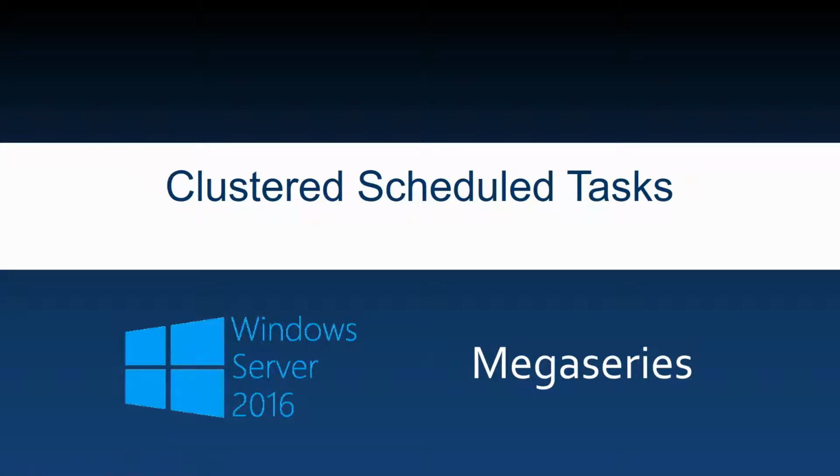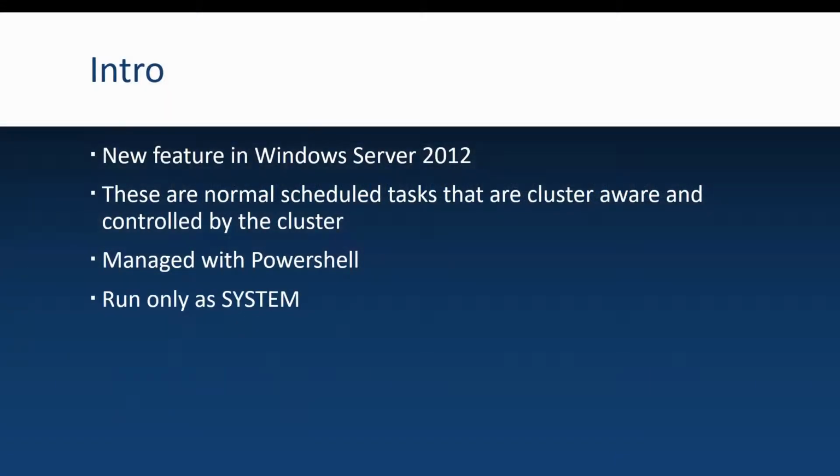In this video we are going to go over clustered scheduled tasks in Windows Server 2016 and also see how to configure them using PowerShell. Clustered scheduled tasks first came out in Windows Server 2012 and they are actually normal scheduled tasks that are cluster aware and controlled by the cluster itself. These tasks can be created only with PowerShell, so you don't have a special cluster scheduled tasks MMC console, and when you create such a task it can only run as the local system account.